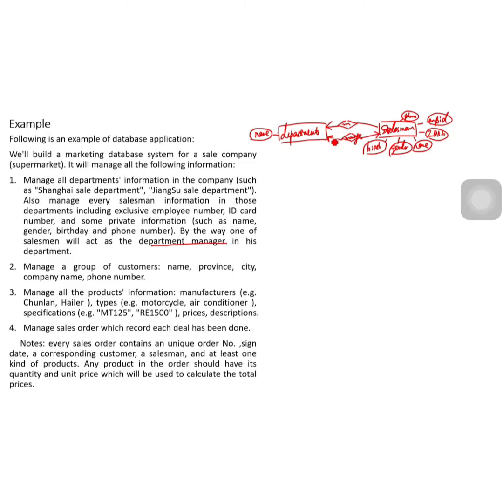So the multiplicity of manager is 1-1. In a department there is only one salesman as manager, so this side is 1. A salesman can be manager in only one department, so this side is 1. So this is a 1-1 relationship.